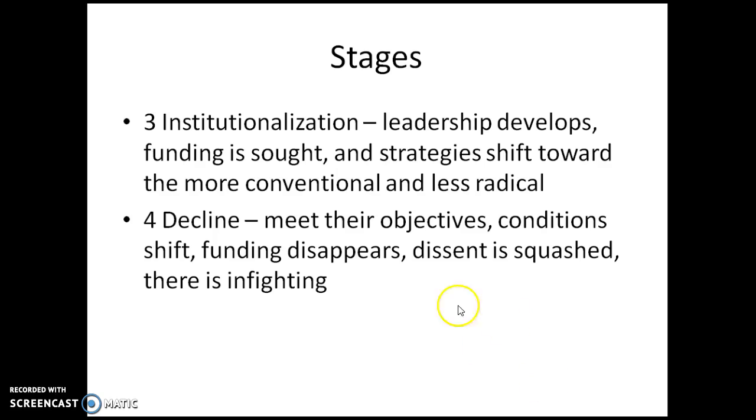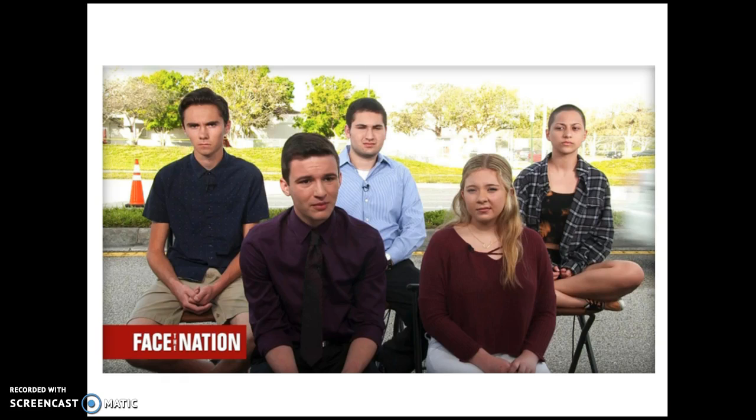I have a slight problem with this number 4 because I think we see a lot of decline without them meeting their objectives. So I would say that part is not always part of number 4. A lot of times we start to see conditions shift and funding disappear without objectives being met. So the obviously positive part would be if they meet all their objectives, but we do see that happen without objectives being met. So these are the Parkland students.